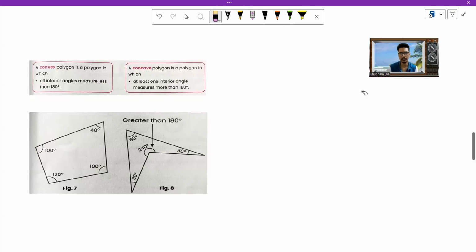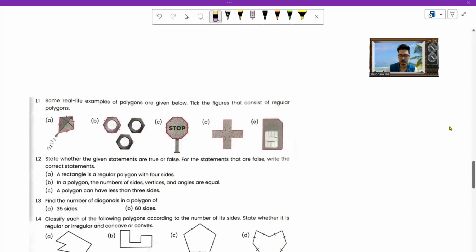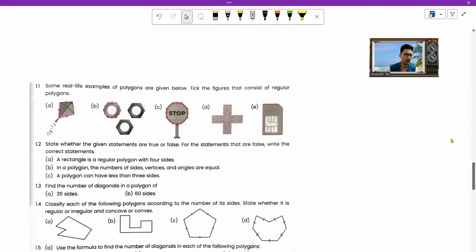Let's understand some of the figures. Now, if you look at the first question, in this it says you have to understand whether it is a regular polygon or an irregular polygon. So when you talked about a regular polygon, this is my regular polygon, this is my regular, and this is my irregular polygon.